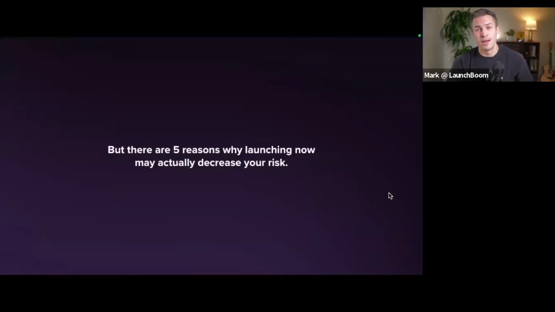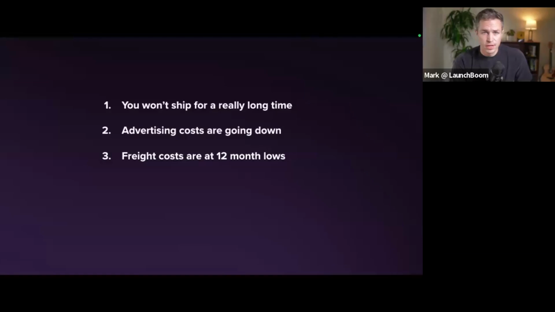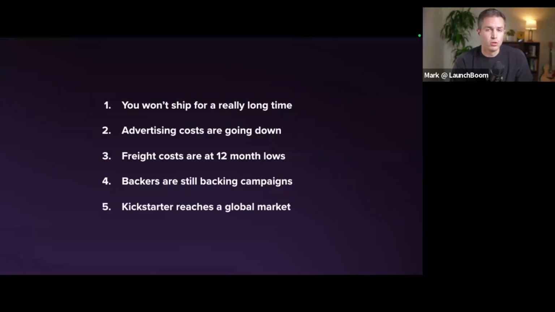But there are 5 reasons I want to go through really quickly. I've been thinking about this a lot over the past few weeks. There were a lot of people in the pre-launch who might be thinking, hey, I want to put this on hold. But I do think there are some reasons that actually decrease the risk to keep going forward with the launch right now. The first is that you're not going to ship for a really long time. Second, advertising costs are going down. Third, freight costs are going down; I already talked about them being at 12-month lows. Fourth, backers are still backing campaigns. And fifth, Kickstarter reaches a global market.